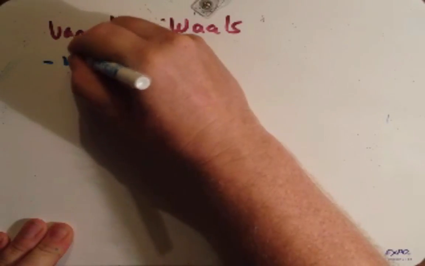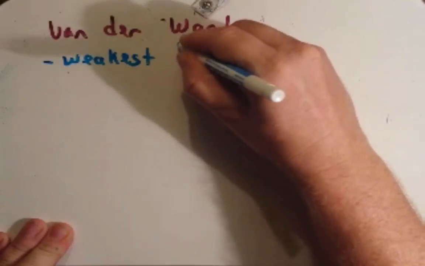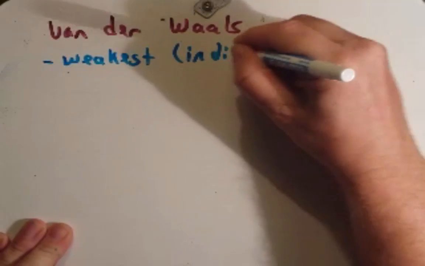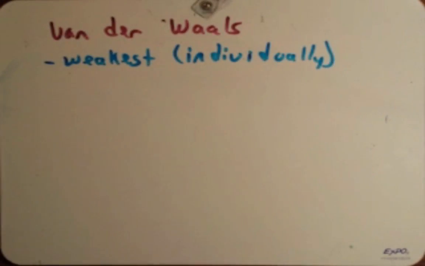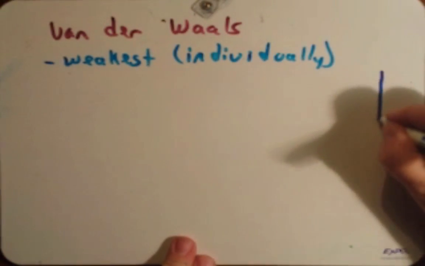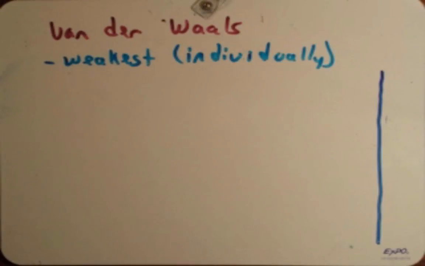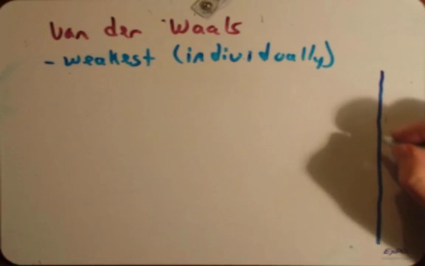These are the weakest bonds that we're talking about today. I should say individually, because individually they're quite weak. Together, though, they're quite strong. As an example of this, if you've ever seen a smooth surface like a window or a wall, and then happen to see something like a gecko just run straight up it.